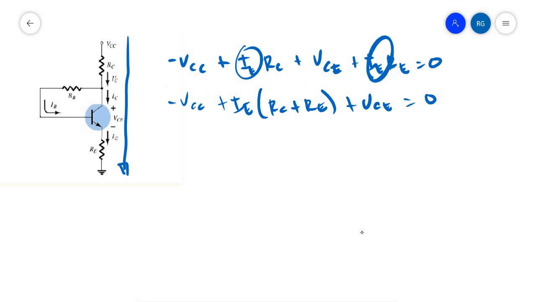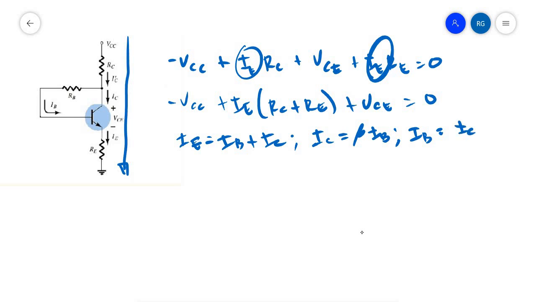If we're going to solve IE in terms of IC, again, the equation for IE is equal to IB plus IC. Then IC is equal to beta IB. Solving for IB, that would be equal to IC over beta.